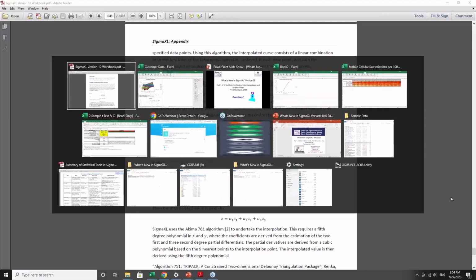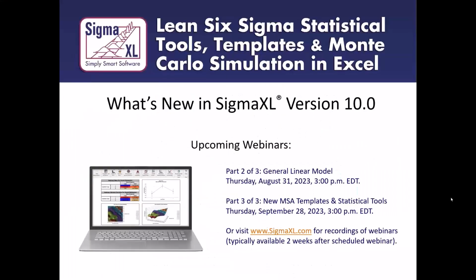Let me go back to my PowerPoint, which shows the upcoming webinars. So on Thursday, August the 31st, we have the general linear model. That's a very nice addition that allows sources of variation studies, a mixed effects model, that sort of thing. You can do more advanced measurement systems analysis using the GLM tool. And then on September the 28th, we'll cover the additional statistical tools that we haven't covered, and then the MSA templates, including Deming regression.